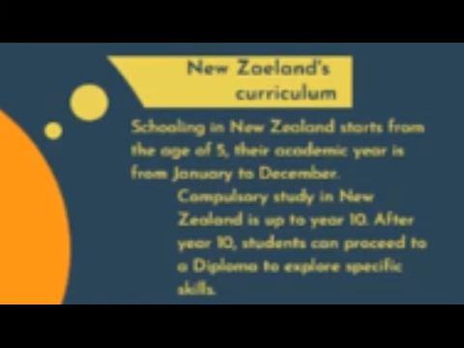Sixth, schooling in New Zealand starts from the age of 5. Their academic year is from January to December. Compulsory study in New Zealand is up to year 10. After year 10, students can proceed to a diploma to explore specific skills.